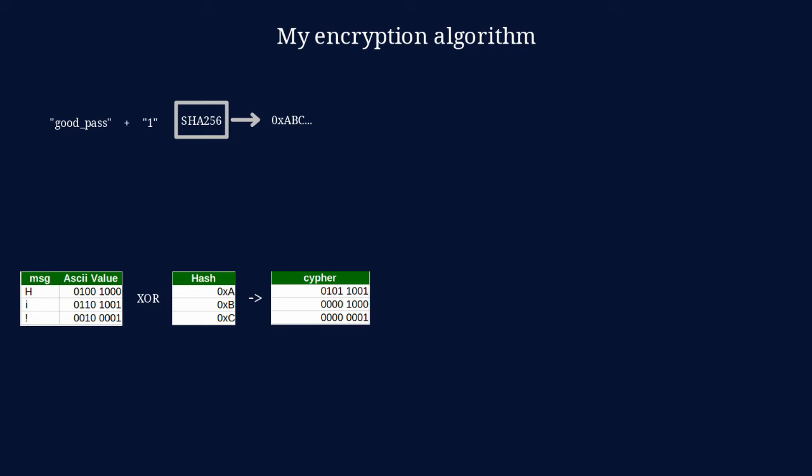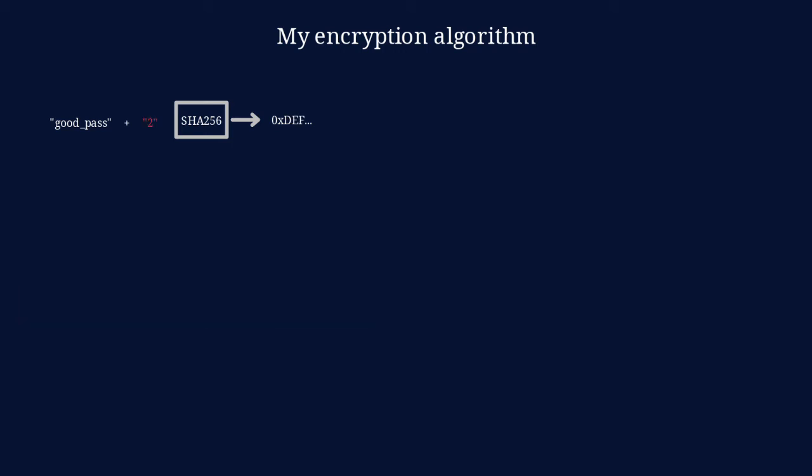What if your message is longer than 32 bytes? Well, then you take the password again, you concatenate the number 2, you take the hash again, and then you have an extra 32 bytes, and you continue to do that for the entire length of your message.